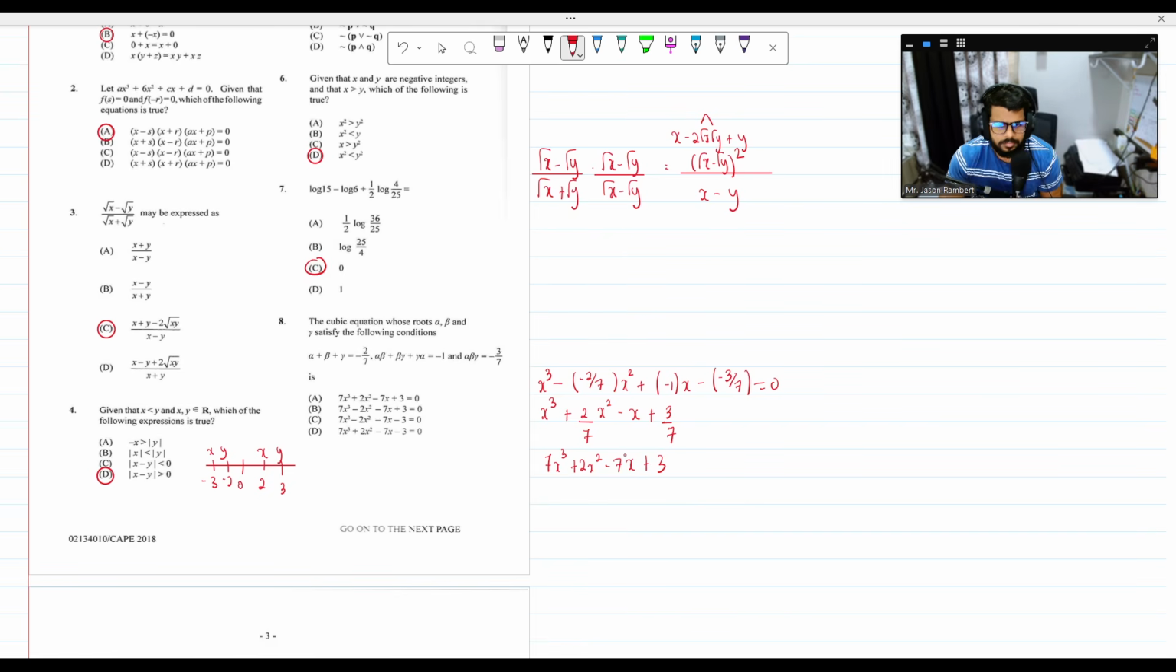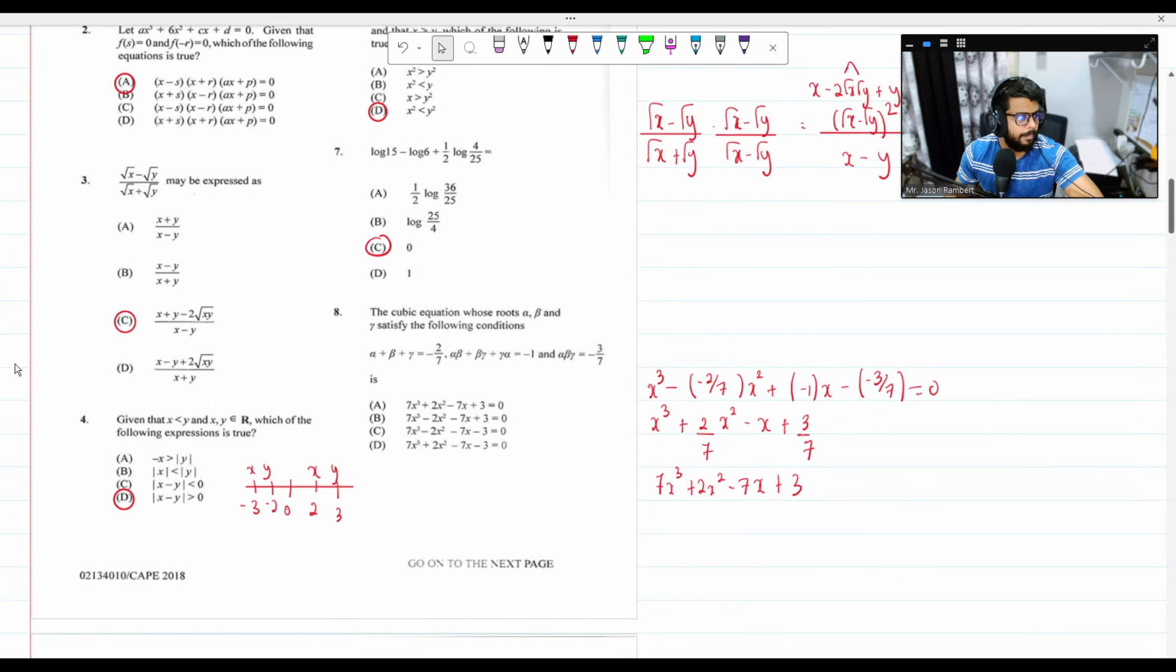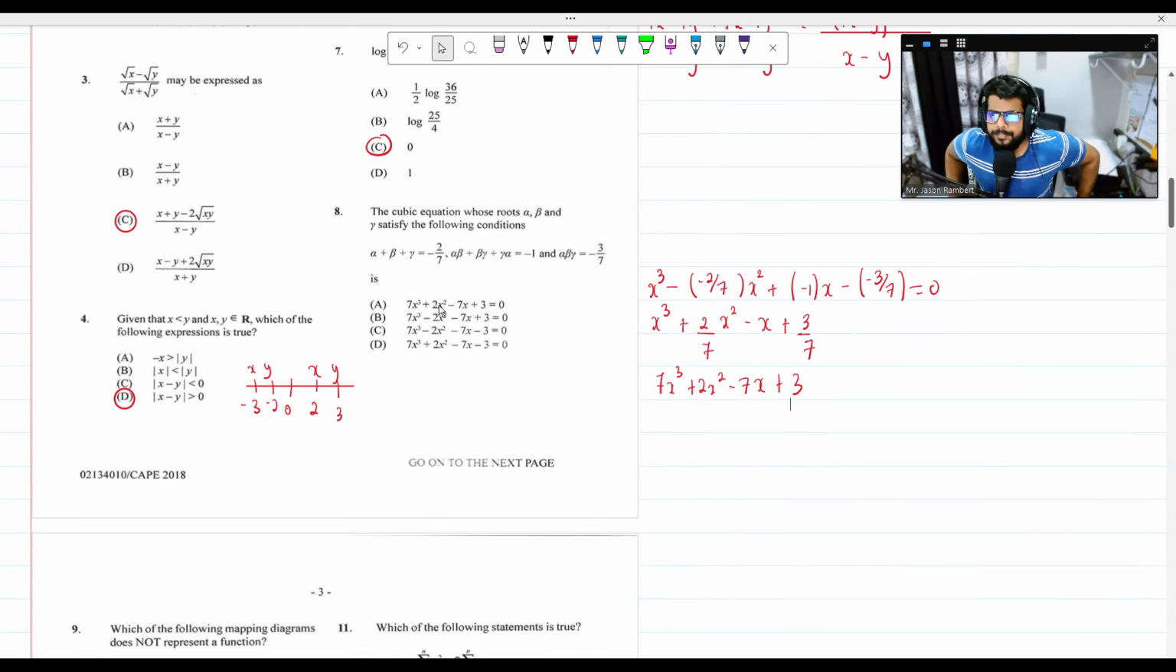Let me check and see. I can zoom in a little bit more so you can see it a little bit clearer. All right, so 7x cubed, we're looking for a plus. So it's either here or here. Then we're looking for minus 7x. Nice, minus 7x here and minus 7x here. Then we're looking for plus 3. Plus 3 is here. So the answer is E.